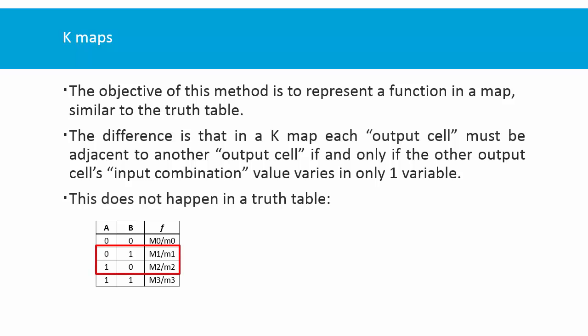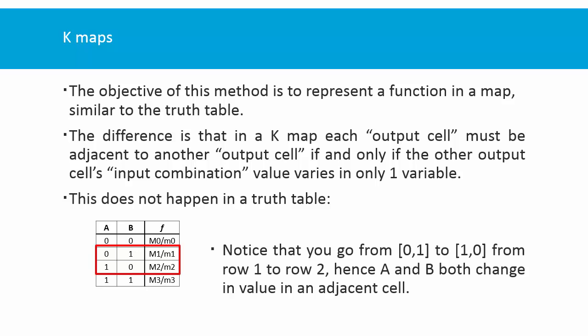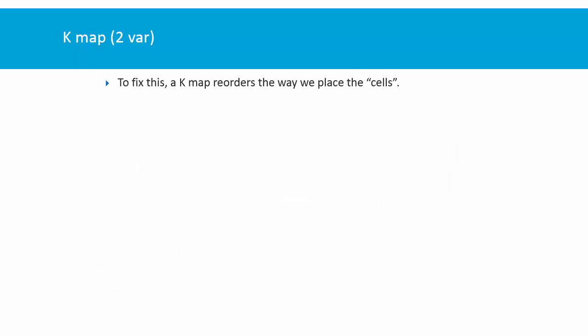If you take a look at combination 1 and combination 2, between those two variables, two values are changing. The A variable is changing from 0 to 1, and also the B variable is changing from 1 to 0. Now, these two rows are adjacent. Adjacent means there is one cell together with the other cell. So even if they are adjacent, it does not comply with what a K-map does, which is vary only in one variable. To fix this, a K-map reorders the way we place the cells.